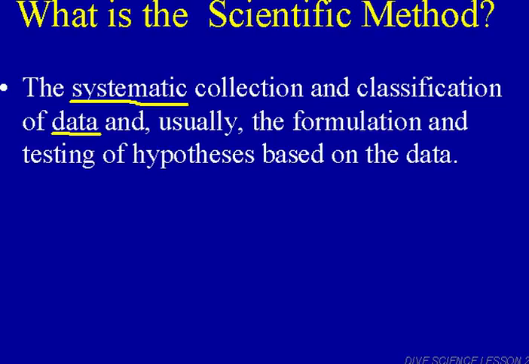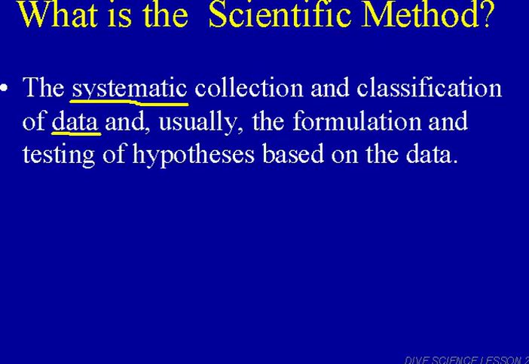Data, that has to do with the information that you record when you do an experiment. Whether that's some certain numerical values or quantities or weather conditions, data is the information you record during an experiment. So the scientific method, that's a systematic or step-by-step approach, and in that approach you collect data, and then you also formulate and test hypotheses. We'll talk about what a hypothesis is in a minute.